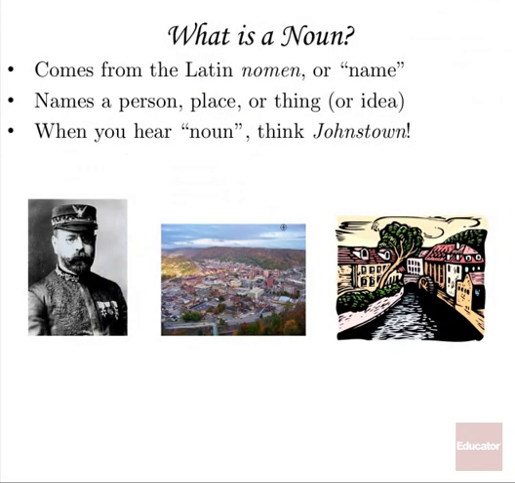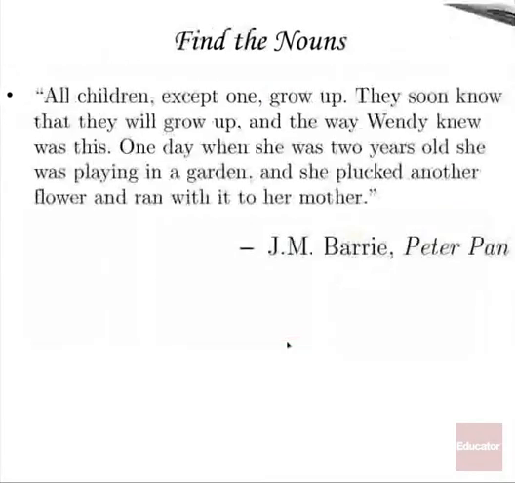All right, to begin with, what is a noun? Well, the word noun comes from the Latin word nomen, which means name. So basically, a noun is a name for something. It names a person, place, or thing, or idea. When you hear noun, here's your mnemonic, think Johnstown, because John is a person. This is John Philip Sousa. A town is a thing, and Johnstown, Pennsylvania is a place. So when you hear noun, think Johnstown. Anything that you can cover under Johnstown is probably a noun.